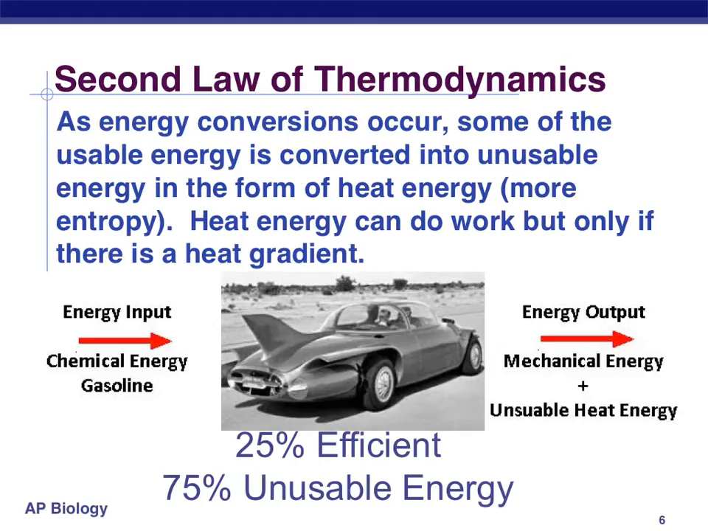The second law of thermodynamics states that as energy conversions occur, some of the usable energy is converted into an unusable form, also known as heat energy. So it's not that it's lost, it's just not usable. Well, when you increase heat energy, you're increasing entropy, you're increasing disorder. So even though we could use that heat energy to do work, it can only be used if there is what we call a heat gradient.